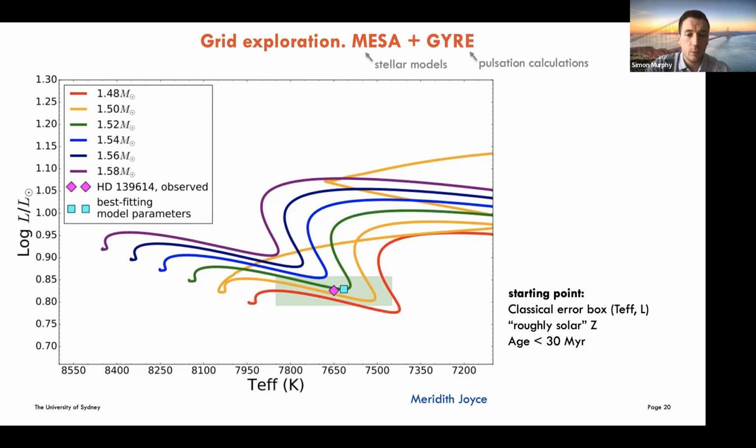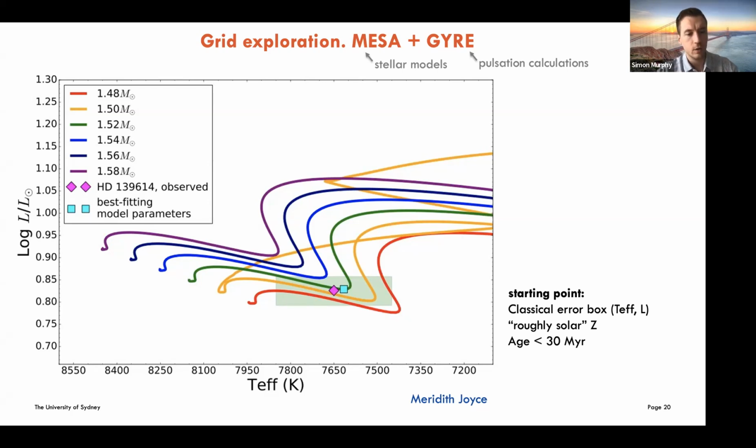Another thing that we can do if we have the data available is use a starting point, which would be your classical error box. So in this case, 1 sigma temperature and luminosity measurements. We tend to start with a roughly solar metallicity because that makes life a bit easier. We have to start somewhere, but that's not a final determination, and it's not really used as a prior, it's just a starting point. And in this case, for this particular star, because it had a planet-forming disk, we used a hard prior on the age, and we said the star must be younger than 30 mega years.